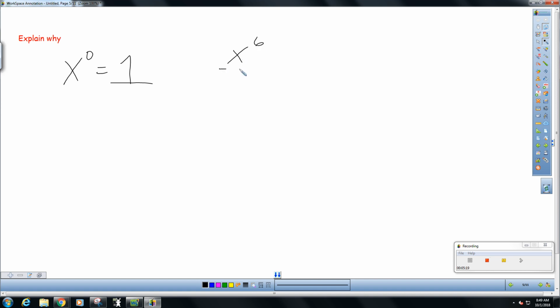So what is x to the 6th over x to the 6th? Well, what is anything divided by itself? 1. It equals 1. However, we learned a different rule. X to the 6th divided by x to the 6th. When we have the same base, what do we do with our exponents? We subtract them.